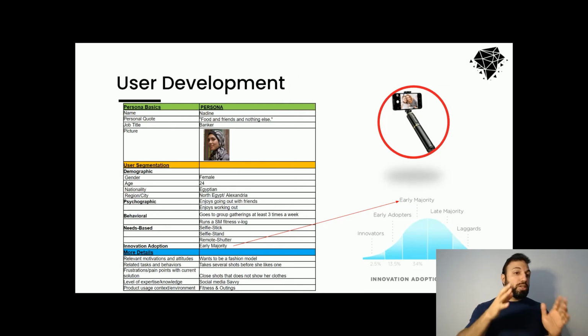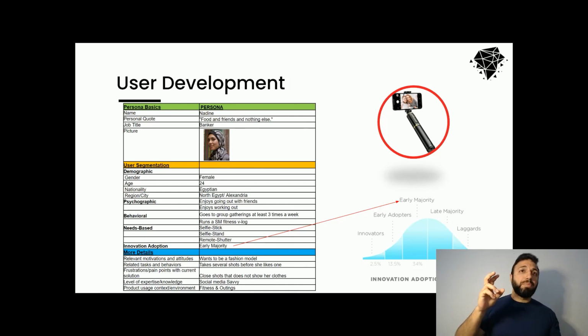The product has a usage context, which is something very important. Where are we imagining Nadine to be using the product? And from all of that, you could easily deduce during fitness or outings, and that's it, right? And maybe sometimes at home, as we just mentioned.